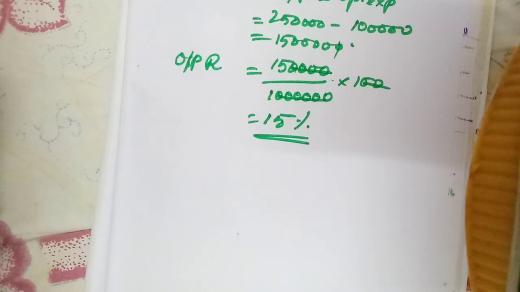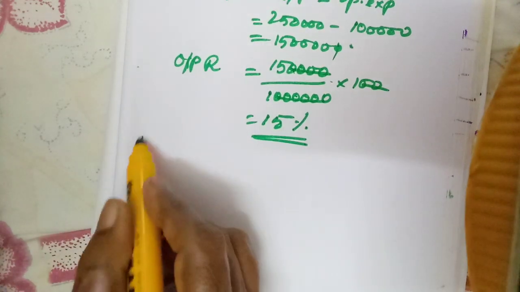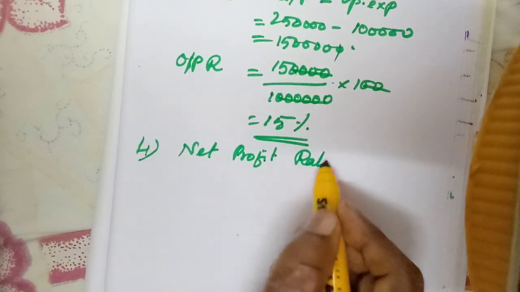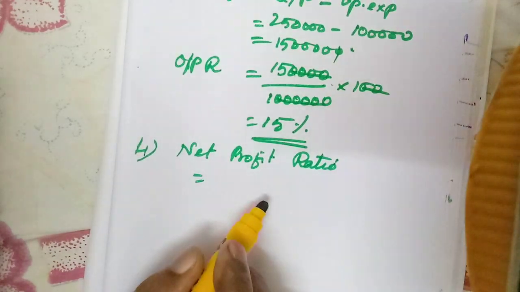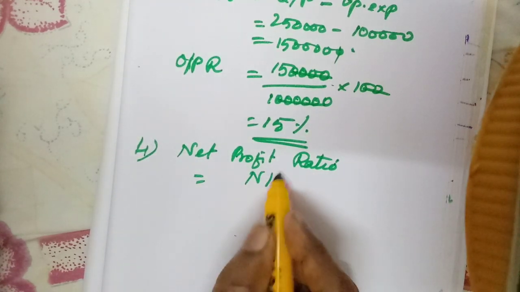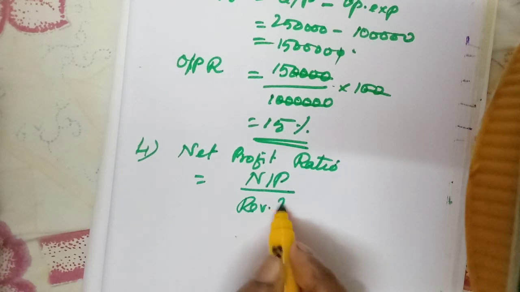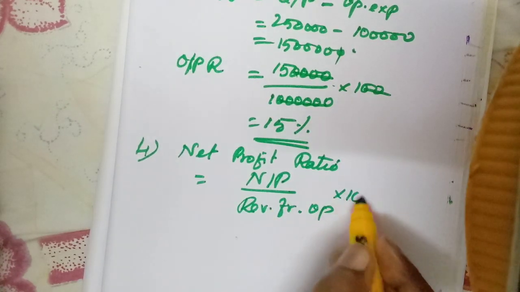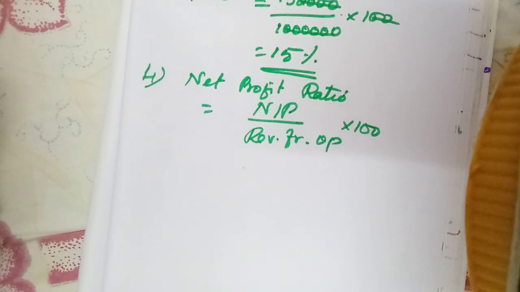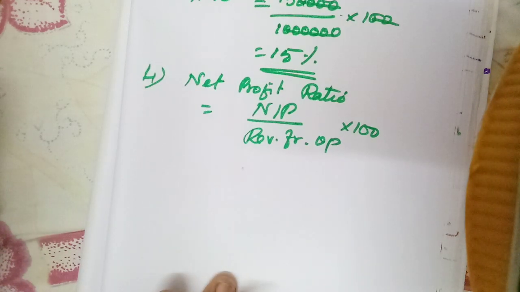Okay, then net profit ratio. Next ratio we will learn the net profit ratio. If they have given the net profit, it is easy. Okay, here net profit is compared with the revenue from operation. Net profit is divided by revenue from operation into 100. Okay, in the statement of profit, it will be given profit for the year. That means profit before tax. Okay, that is called net profit. Profit before tax is called net profit.